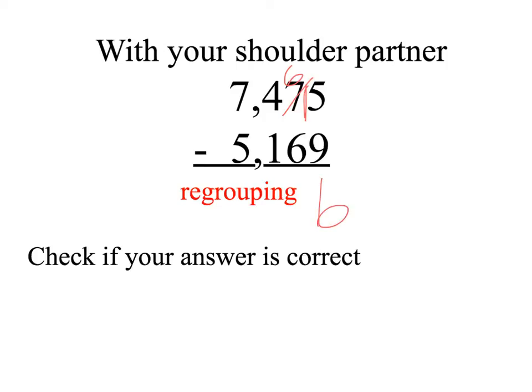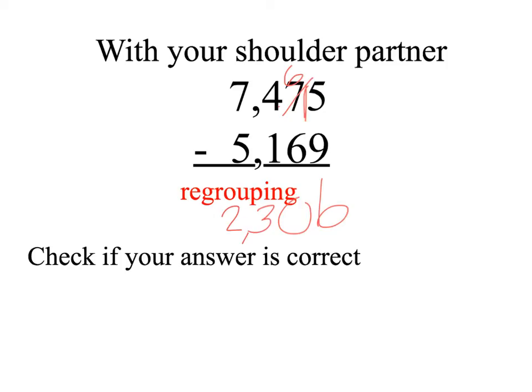Then I'm going to go to the tens place. So 6 tens minus 6 tens, well, that's going to give me 0. Then I have 4 hundreds, and take away 1 hundred is going to give me 3 hundreds. And then I have 7 thousands minus 5 thousands, and that's going to give me 2. So my answer is 2,306.